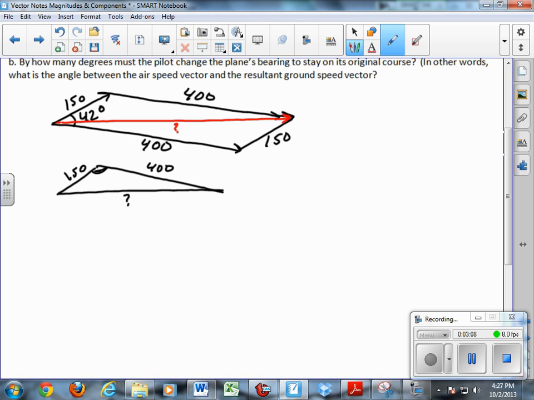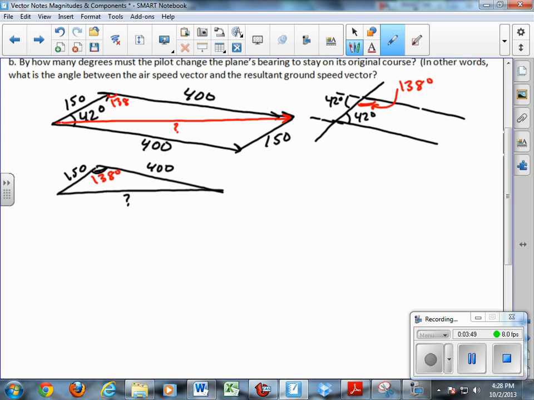But it turns out I do know that angle, because if we think of this 400 vector and this 400 vector and then this wind vector, if we extend these lines, these are parallel lines cut by a transversal. This is 42 degrees, so this also has to be 42 degrees. So this angle right here has to be the supplement of 42, or 138 degrees. These two adjacent interior angles of a parallelogram are always going to be supplements of each other. So this is 138 degrees.